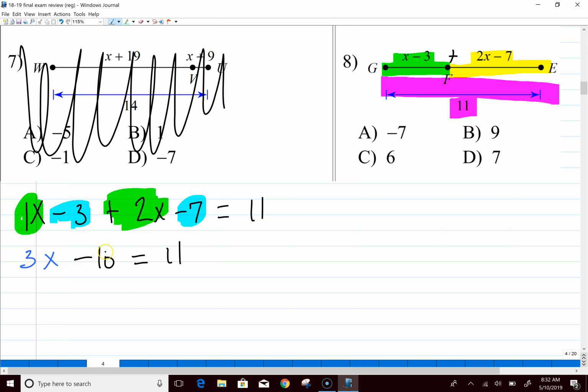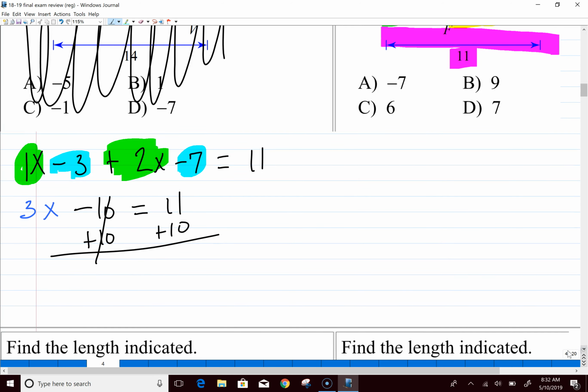How do you move a negative 10? You add 10. So we bring down the 3x, the 10 canceled. 11 plus 10 gives me 21. Get the x by itself, so divide by the number in the front. 21 divided by 3 gives us 7.